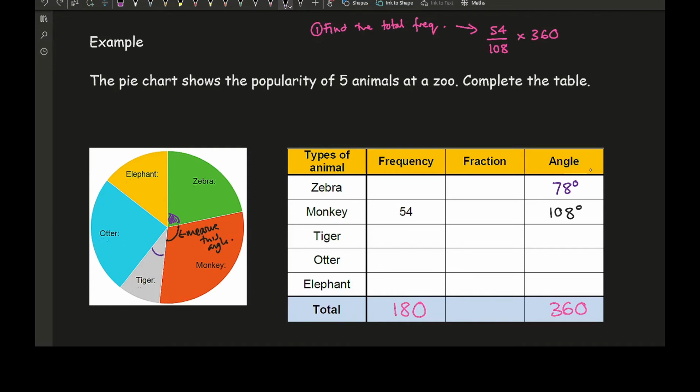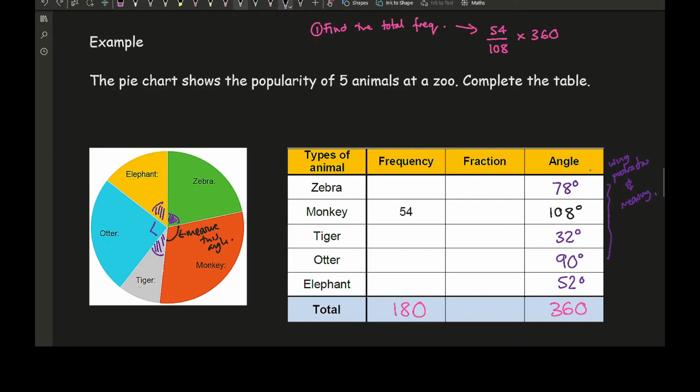Then if I measure the tiger angle, which is this angle here, which again is another acute angle, I get the angle as being 32 degrees. If I look at otter, that there measured is a perfect right angle, so always use your protractor to measure these angles, and that's going to be 90 degrees. And then the final one for elephant, which is this angle here, I get that to be 52 degrees. Again, how I've got these angles is by using the protractor and measuring.